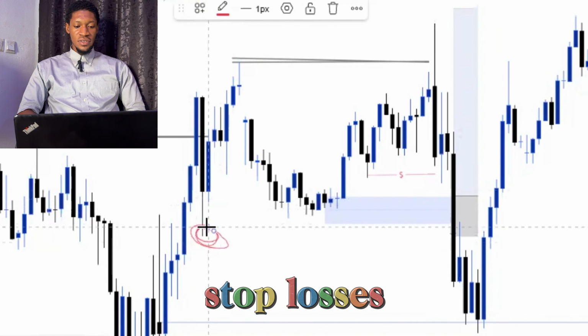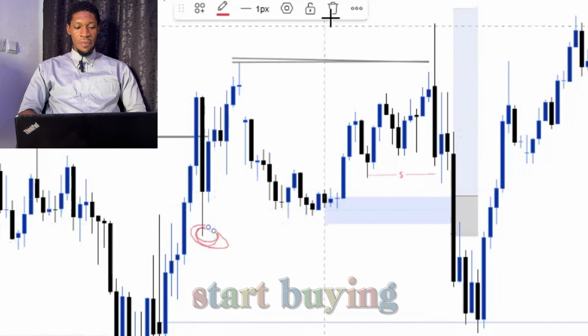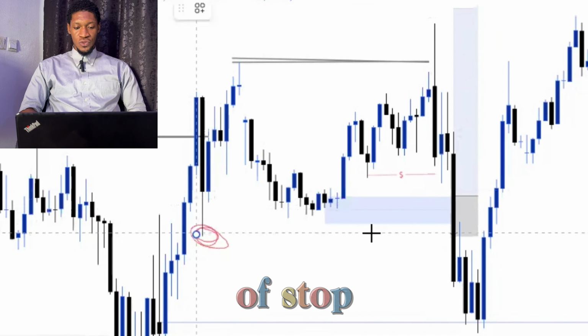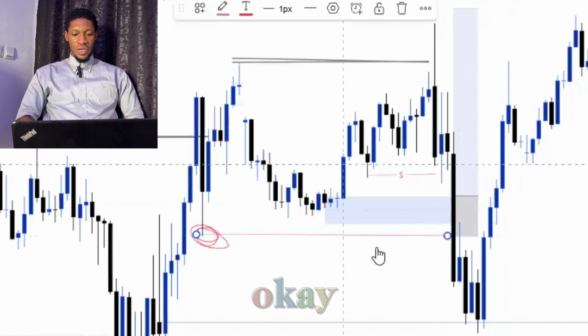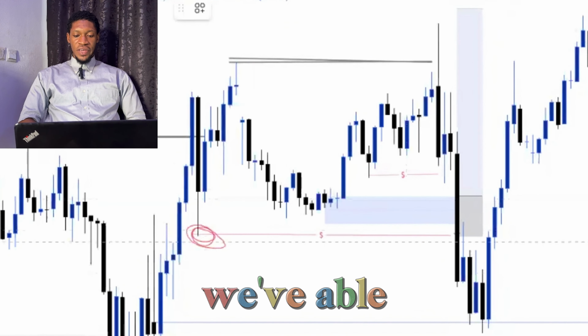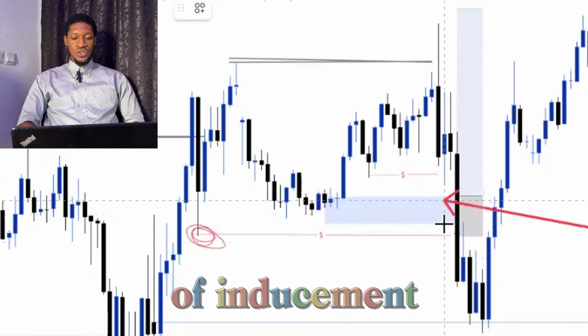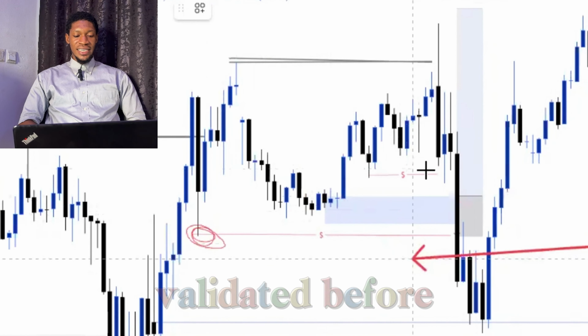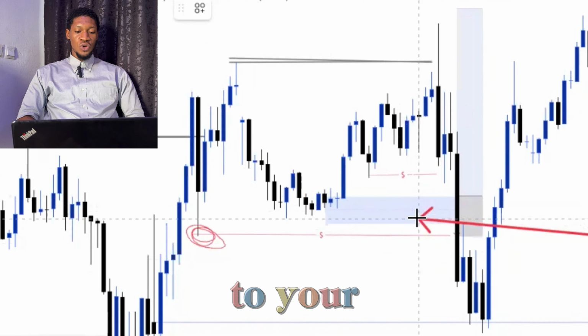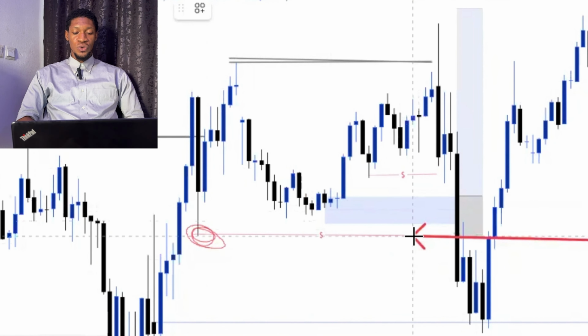Okay, so they keep their stop losses around here and they start buying the market. So here will be their point of stop loss. So SL around here. Okay, so now with this, we've been able to understand that this is a point of inducement and this is a point of liquidity. So now these two places have to be validated before price gets to your point of interest. Then you start buying, then you know you're safe.